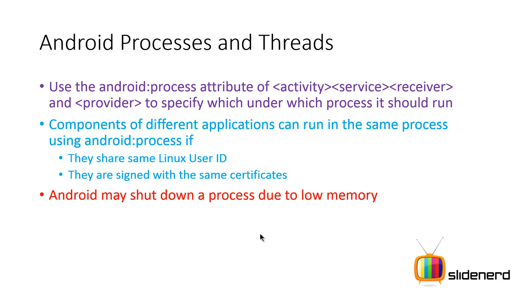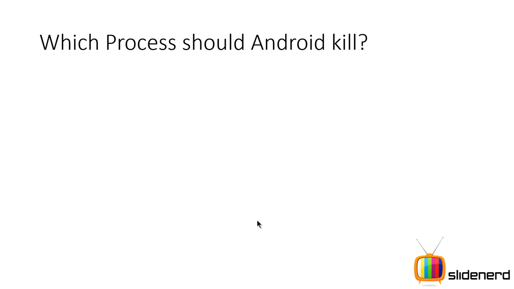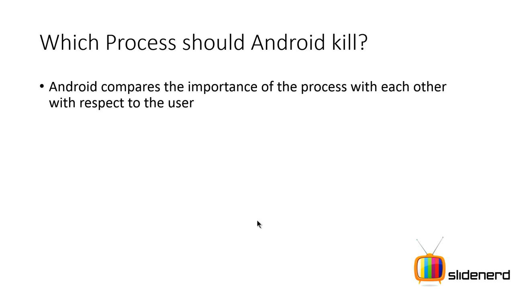Of course, if the memory falls low, then Android may shut down a process because of insufficient memory. This is very rare these days because all the phones are very high end and have lots of memory, but still this is a case that happens. So the next question that should arise in your mind is, which process should Android kill? Android compares the importance of processes with each other.